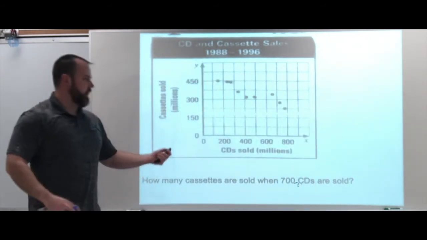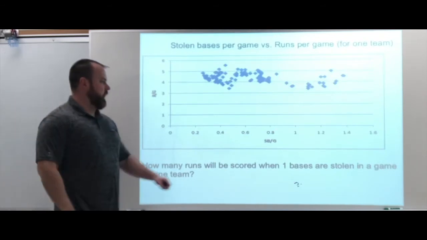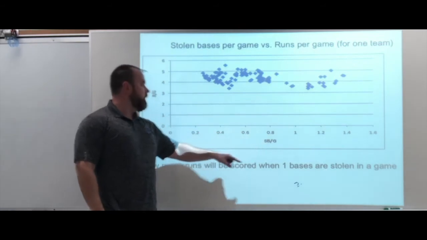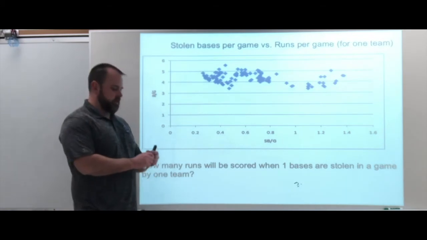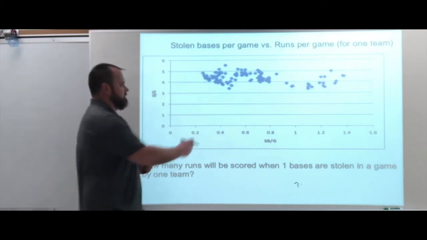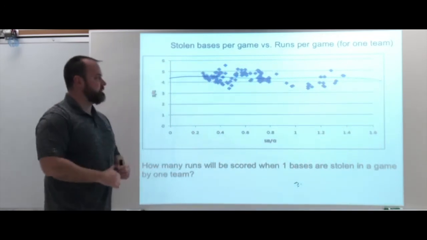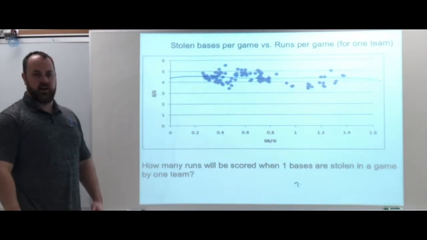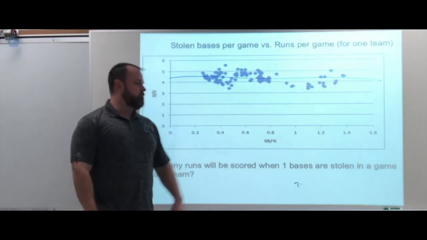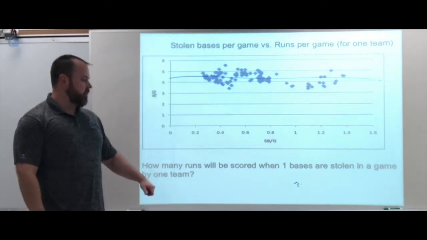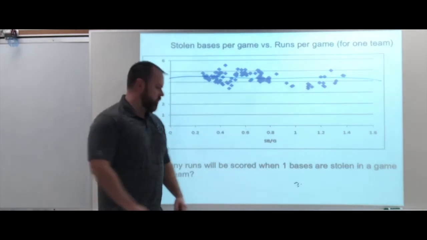And let's get one more example here. Now this is looking at the baseball game, stolen bases per game, and also runs per game. If I'm looking at my line of best fit for this one, I'm going to say probably something like that. It's not exactly the best line of best fit, it's a horizontal line. So let's investigate a little and see what happens. How many runs will be scored when one base is stolen in a game by one team? So what I'm looking at here is one base stolen, how many runs are they going to score?